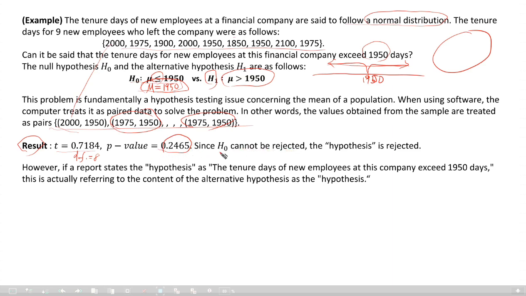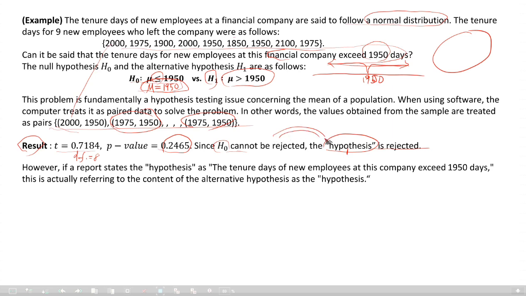We do not say H0 is accepted. Okay? We say H0 is not rejected. So what is your hypothesis? Your claim, the company's claim. The company has this kind of claim: that the tenure days for newcomers exceeds 1950. If your hypothesis is that, then your hypothesis is rejected.